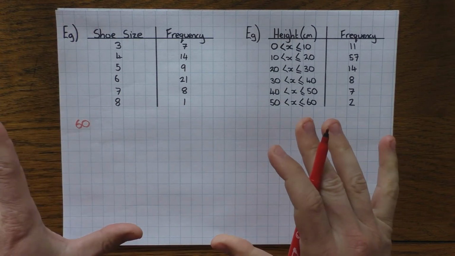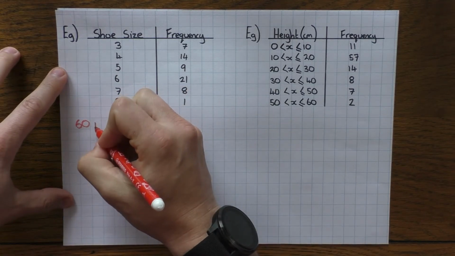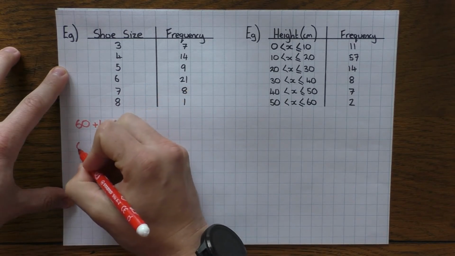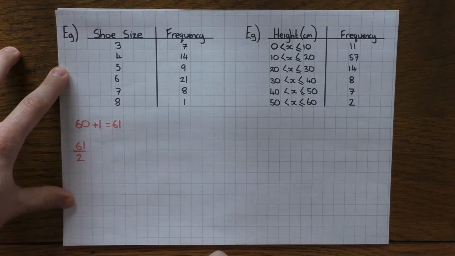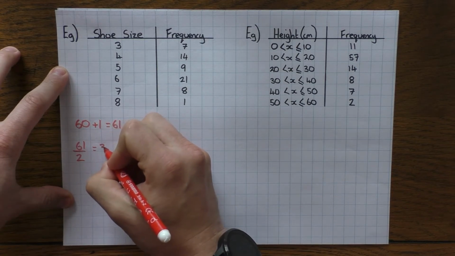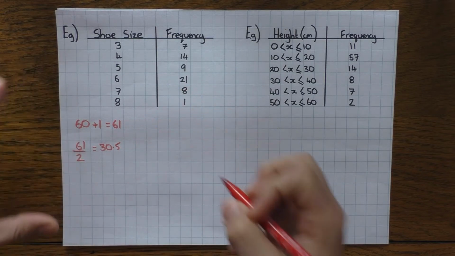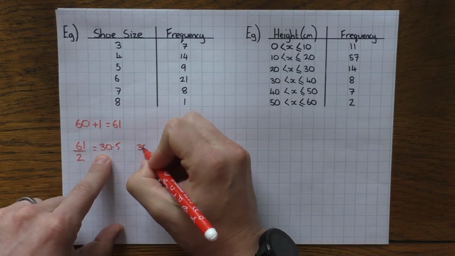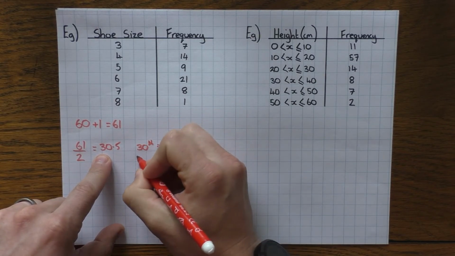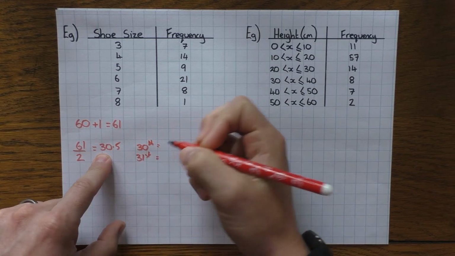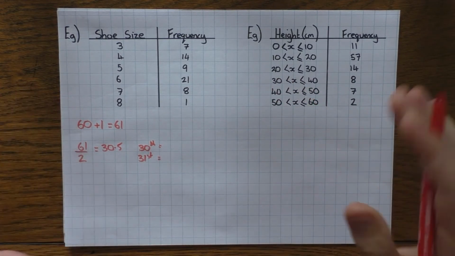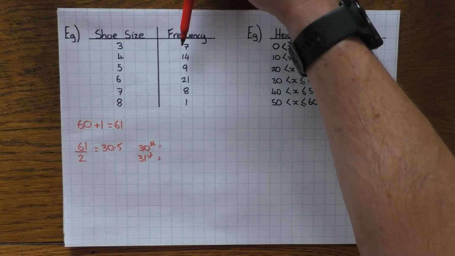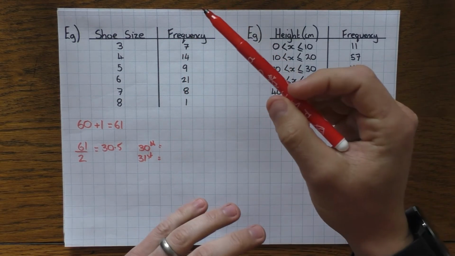Okay, so I'm not going to half that and find the 30th value. I'm going to do our little trick and add 1 to get 61. And then I'm going to do 61 divided by 2, which is going to give me 30.5. Okay, so the median is the value between the 30th value and the 31st value. So it's going to be between these two values. So that's what we now need to work out. So we can do it either side. You can start from the bottom or work your way down from the top. It's entirely up to you.